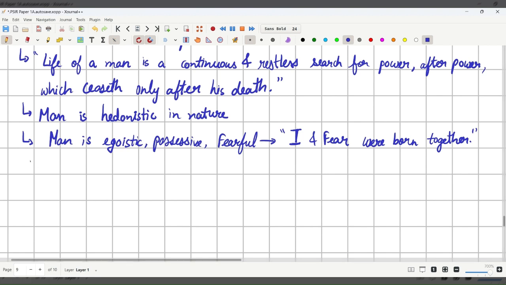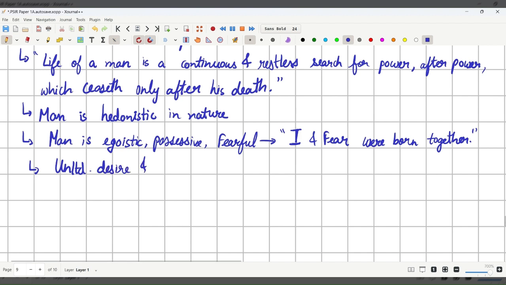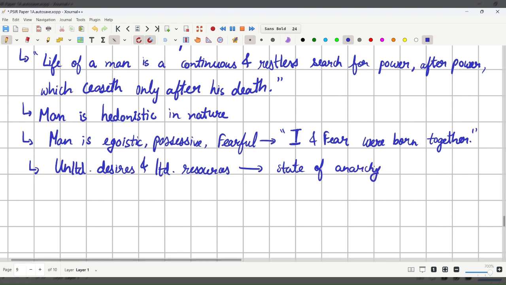Then, due to this nature of man, the nature of unlimited desires and limited resources, it creates a state of anarchy. And this anarchy can only be controlled by giving absolute powers to the state. So now we are done with Hobbes as an individualist. Now we are going to read about Hobbes as the greatest of all absolutists.